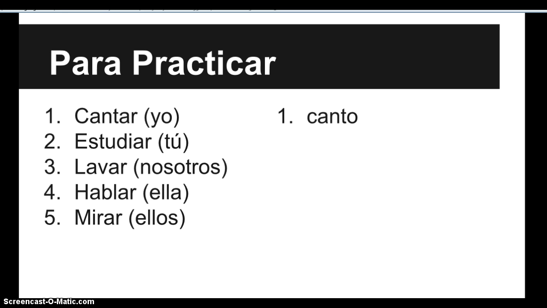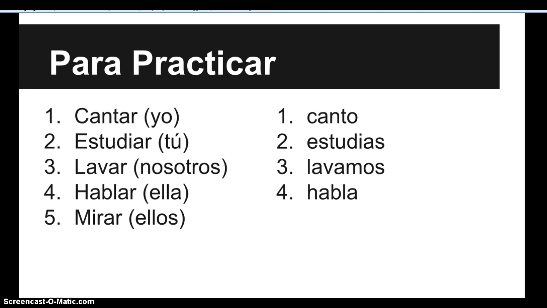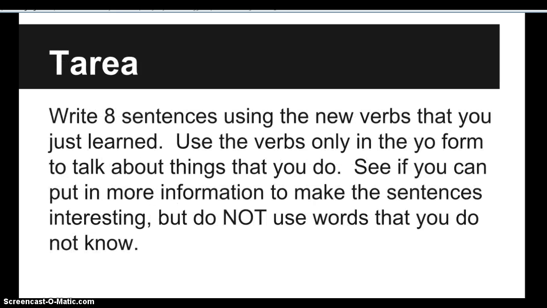Here are your answers. Canto, yo canto, tú estudias, nosotros lavamos, ella habla, y ellos miran. Hope you did well. Here's your tarea para mañana.